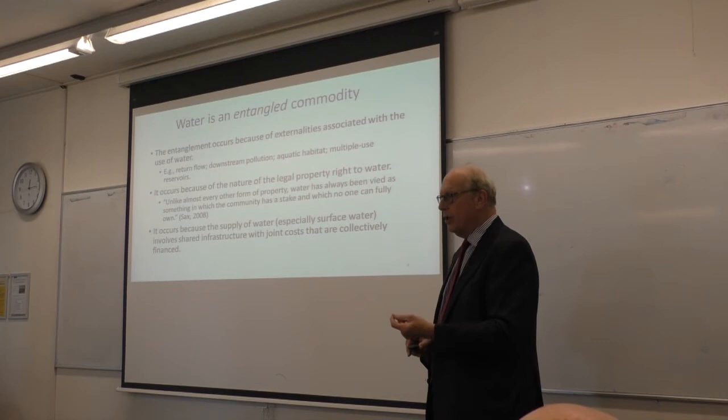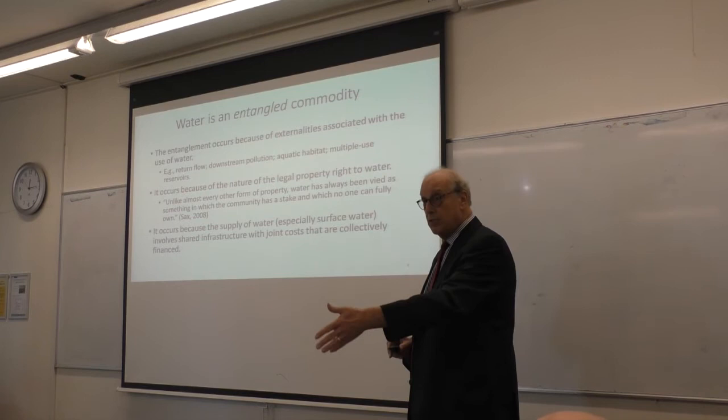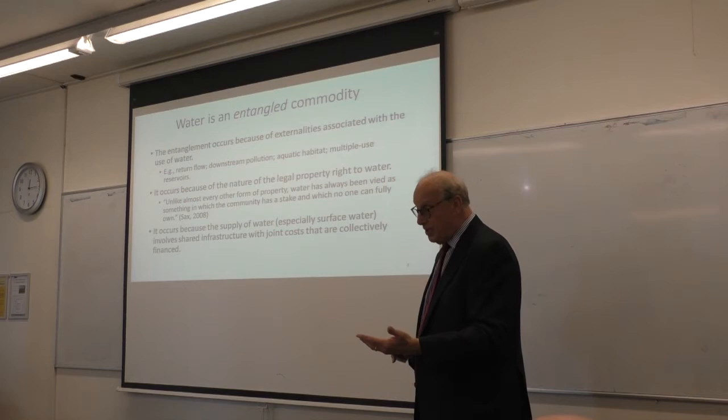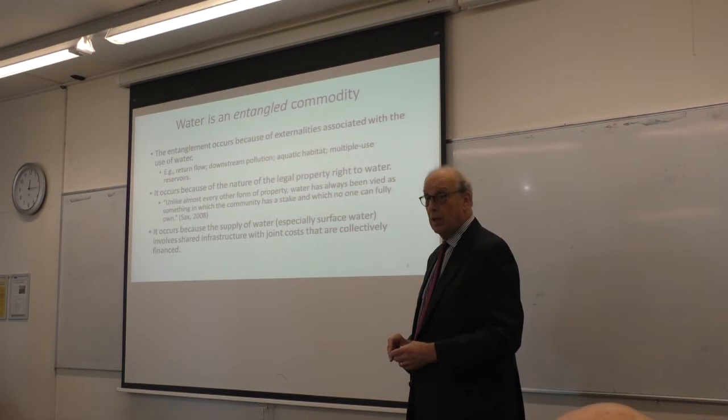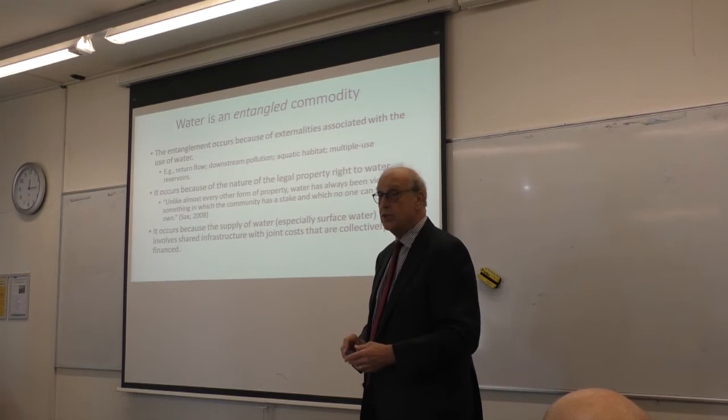First of all, in agriculture, you'll generate return flows, and folks downstream will have a claim of some sort on those return flows. You may contaminate the water in some manner, and so there's an externality from the pollution. You're taking water out of a stream which provides aquatic habitat, which is an ecosystem, and you may be harming native species of fish.